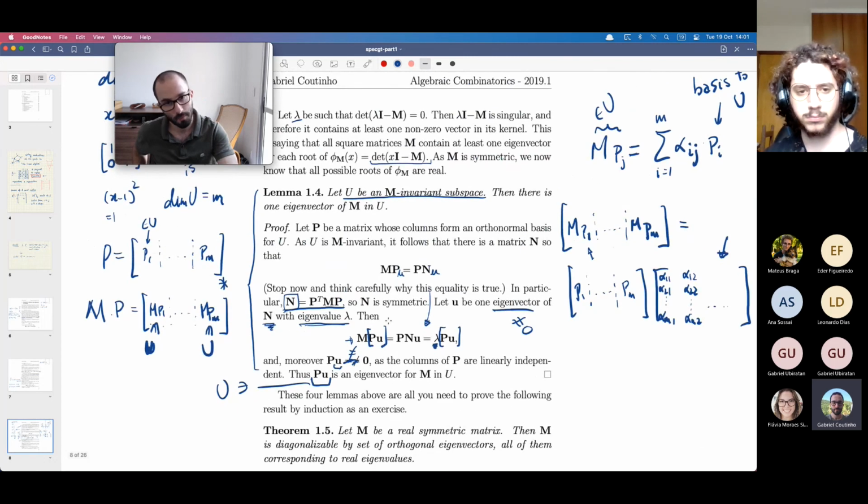You start with M, you find one eigenvalue, you compute its eigenspace. That thing is M invariant. You look at U perp. You know that this thing is also M invariant. There is one eigenvector of M in there. You compute its eigenspace. You separate it, you find its orthogonal complement, and you repeat, repeat, repeat until you're finally done. All right. So this is the reason why.